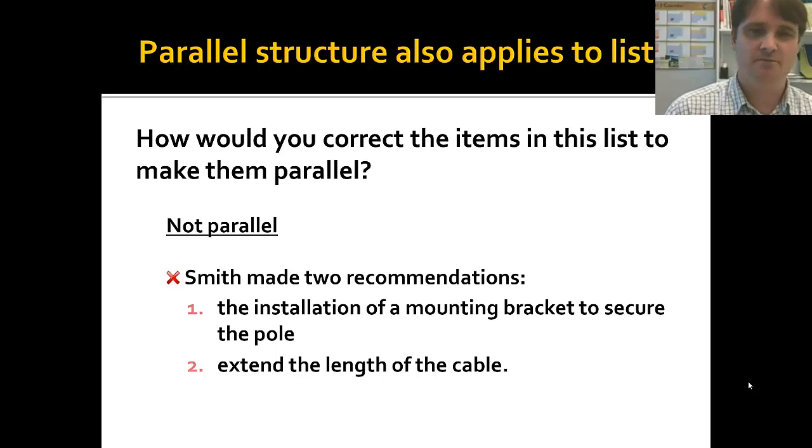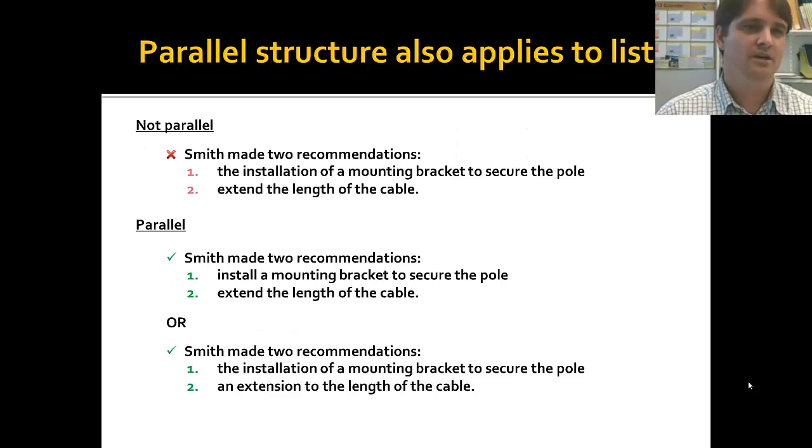Okay, so how would you correct the items in this list to make them parallel? We've got: Smith made 2 recommendations. The installation of a mounting bracket to secure the pole, extend the length of the cable. Okay, so these 2 items aren't parallel. Well, we've got a couple of options. Smith made 2 recommendations. Install a mounting bracket to secure the pole, extend the length of the cable. So there we have 2, they both start with verbs and they're parallel.